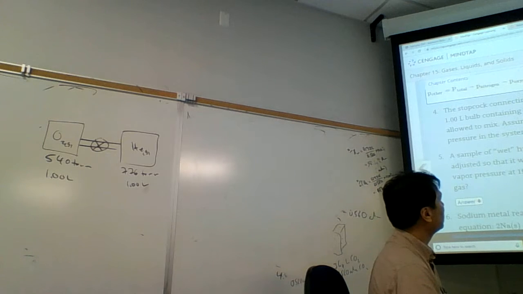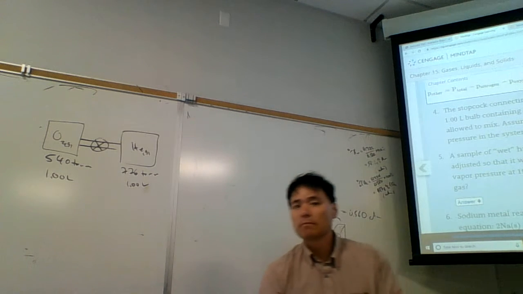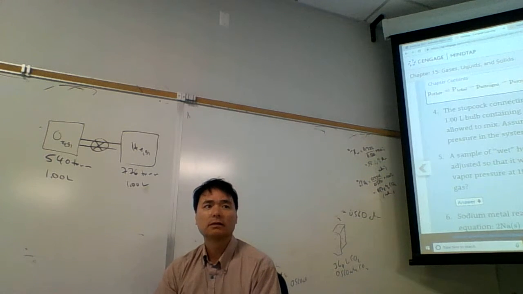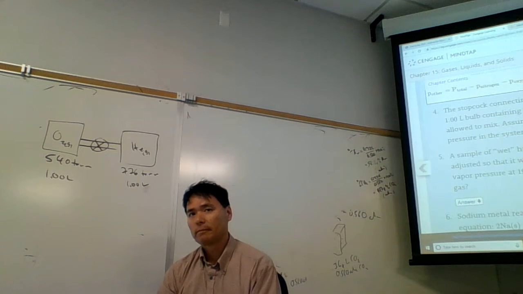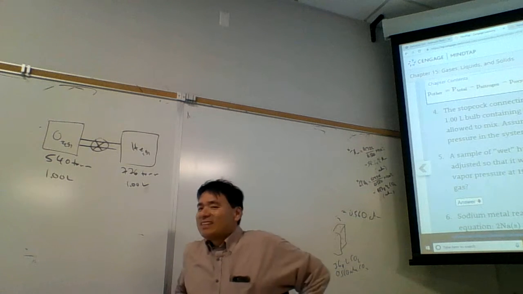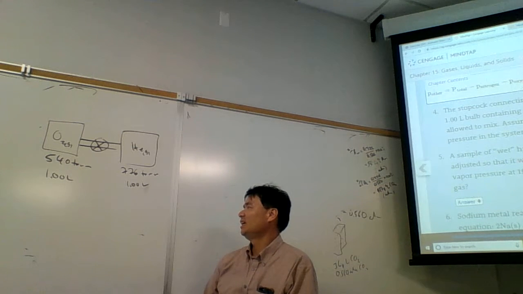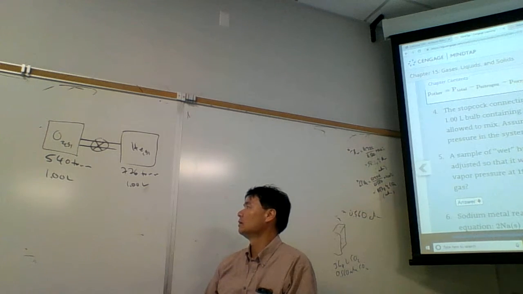So we're going to open the valve here. We're going to let the gases mix. So if we open the valve and let the gases mix, what will be the final pressure? In a way, this is a gas mixture problem. In another way, it's a combination problem.